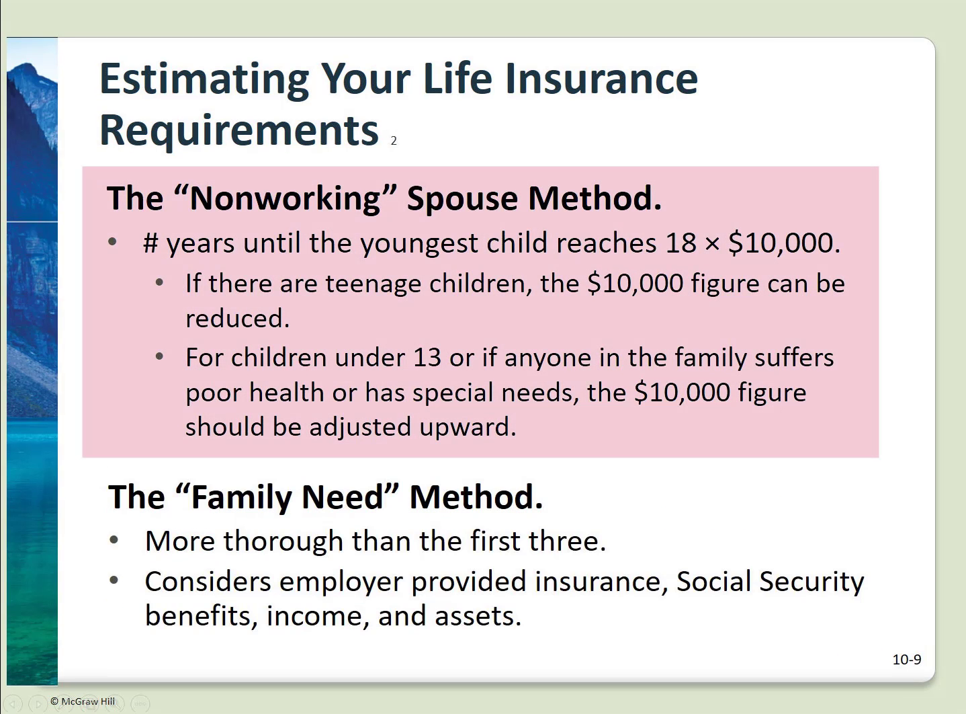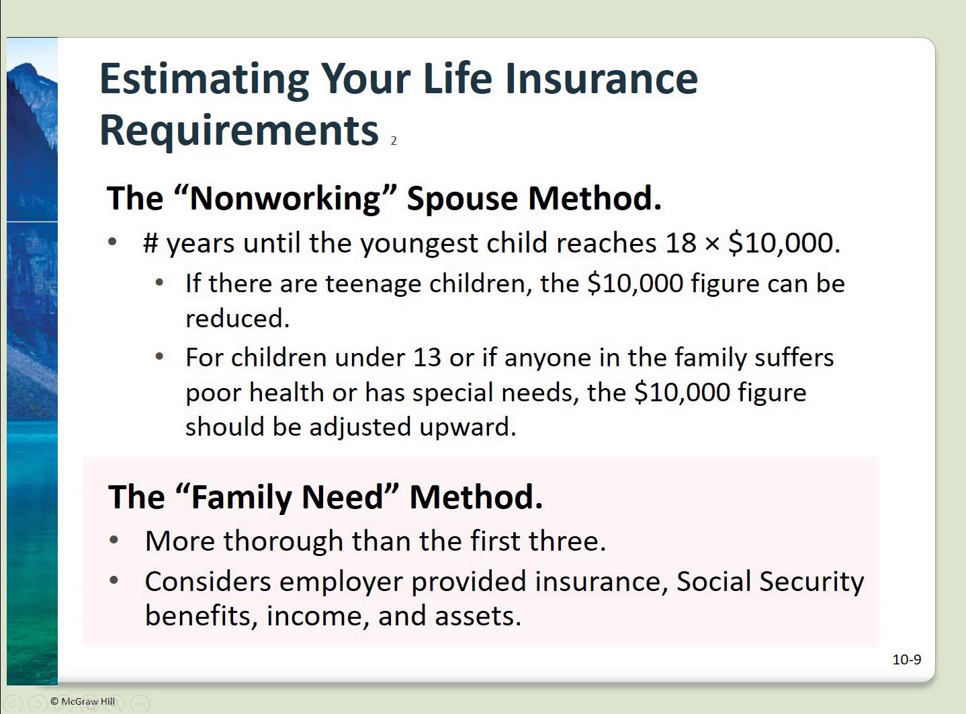The third method is the non-working spouse method. Life insurance should cover the number of years until the youngest child reaches 18, times $10,000. $10,000 could be reduced if some of the children are teenagers, but it should be increased if there are any special needs. The final method is called family need. This is the most thorough and detailed method. The other 3 methods assume you and your family are typical, which may not be the case. Specific consideration is given to all potential sources of income via insurance, Social Security, assets, etc. You need to consider which method is most appropriate for your circumstances and use the resulting figure as a starting point in looking for life insurance coverage.